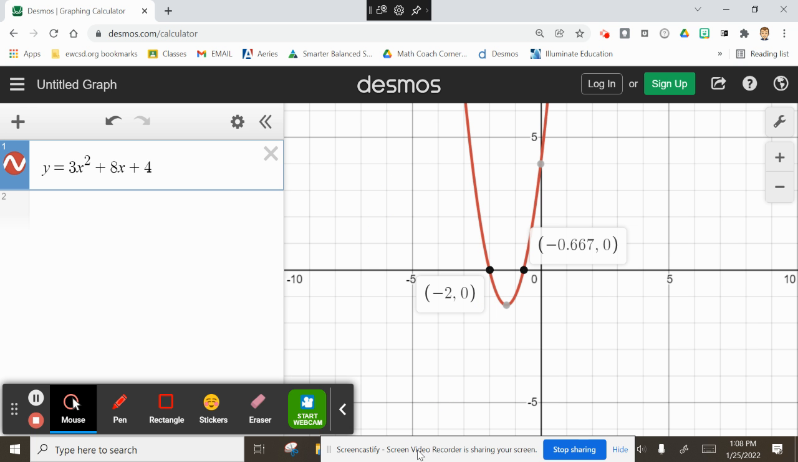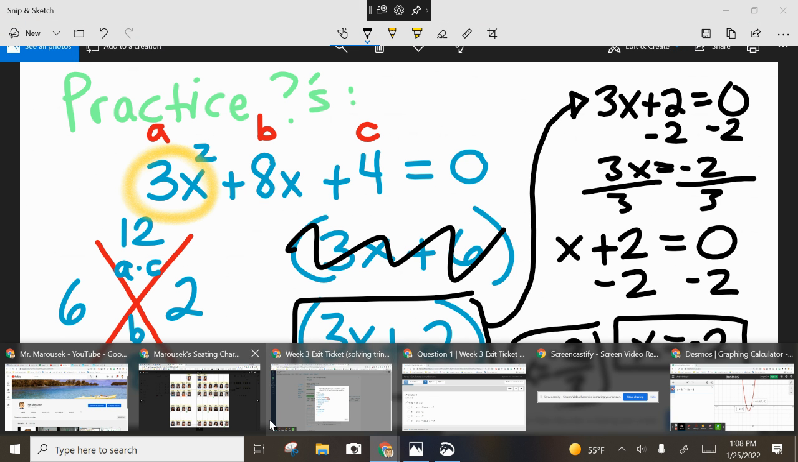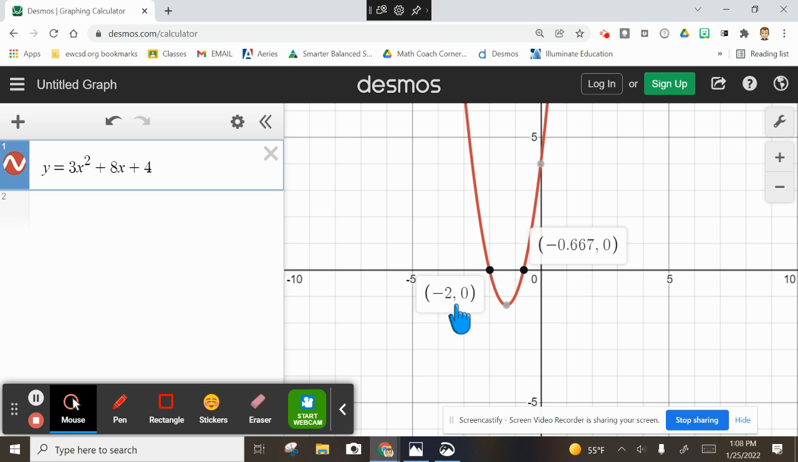So when you solve this, the -2/3 and -2, that is where they touch the x-axis. What your answers were: x equals -2, x equals -2/3. Right? Now, does this make a difference too? Is that interesting? +4. Didn't I tell you? What did I say? That's the y-intercept. That's where it crosses the y-axis.